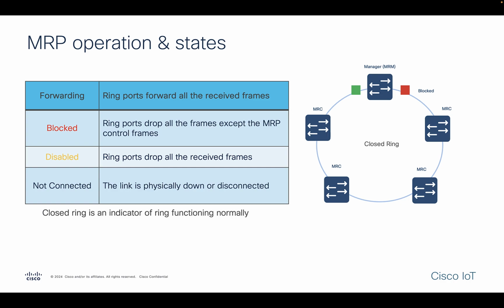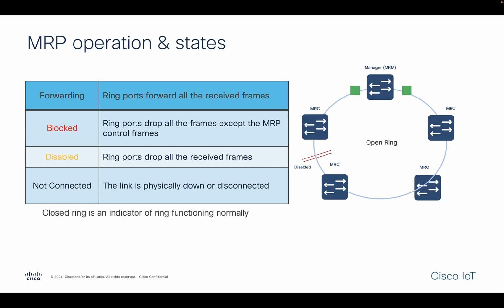As you know, the MRP ring consists of an MRM, which is the manager, and MRCs, which are the clients. What you see here is a closed ring. A ring is said to be in a closed state when it is functioning normally. In the closed state, the MRM blocks one of its ports, thus avoiding loops. When a link failure occurs, that is, the ring transitions into the open state, the MRM unblocks its port and maintains redundancy.